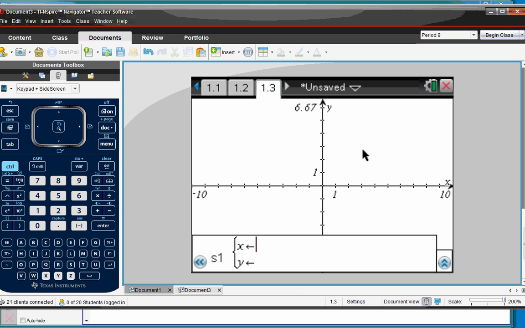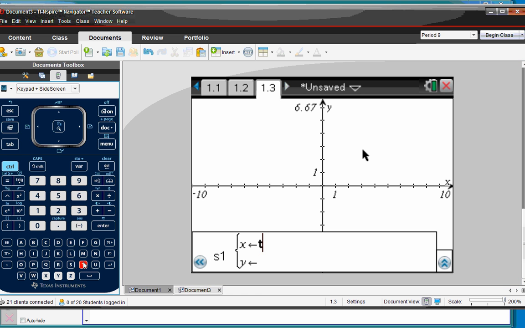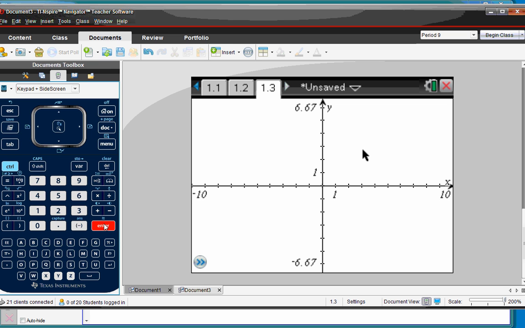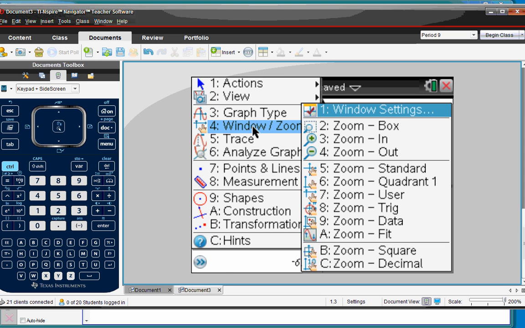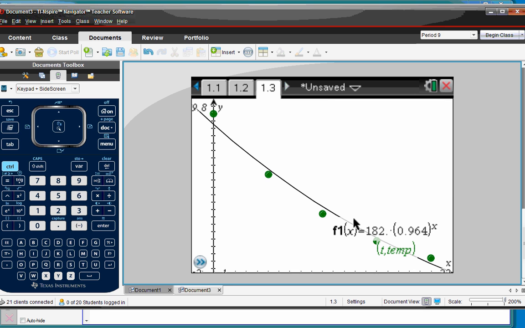So I'm going to go ahead and let this be T for time. Arrow down, I'm going to let this be my temp. And I'm going to press enter, but I still can't see it. So if I hit menu and window zoom and then do zoom data, there I can see my information and my lovely little points. But new problems, correct?